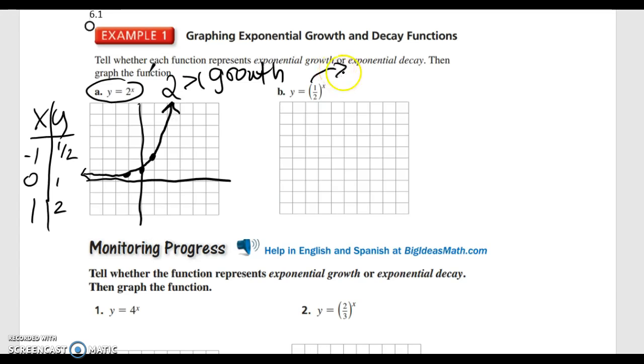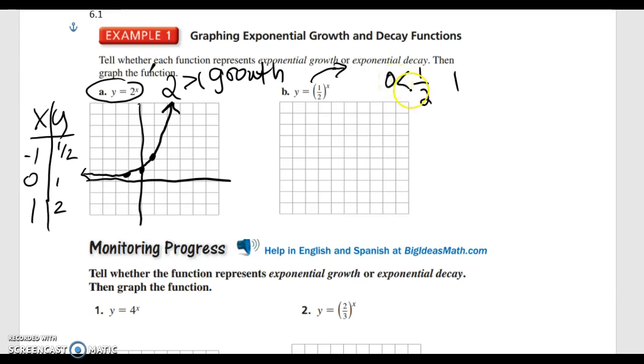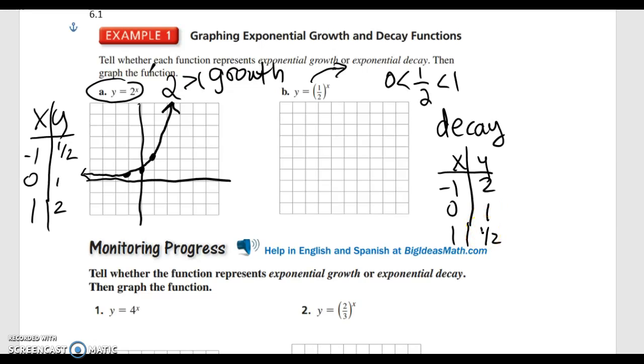Now let's try B. Notice the base number here is 1/2. 1/2 is between 0 and 1. Therefore, this represents a decay. You're going to do the same thing by entering this equation into your calculator and pulling up the points from -1 to 1. This time the points will be 2, 1, and a half. So let's graph that onto our notes. At -1 we have a point at 2, at 0, 1, and at 1, a half. Connect in a smooth curve, and notice this time we have a decay. The graph is shooting downward.